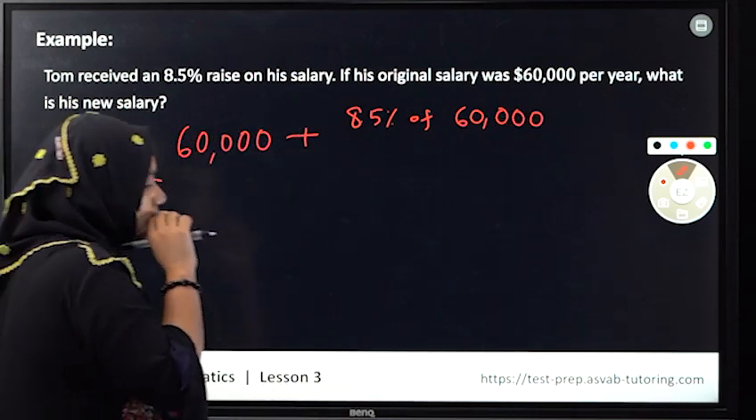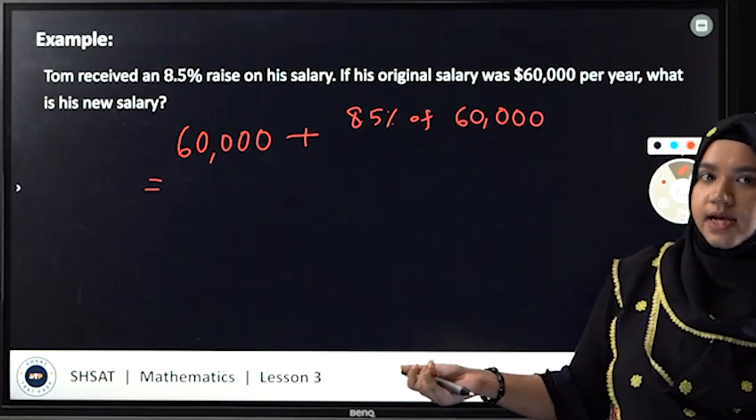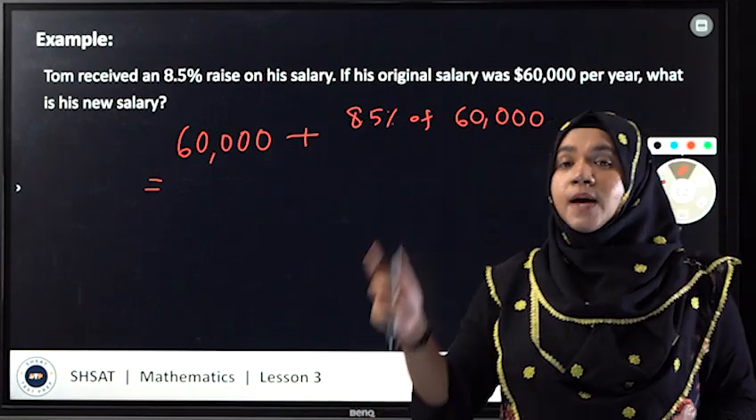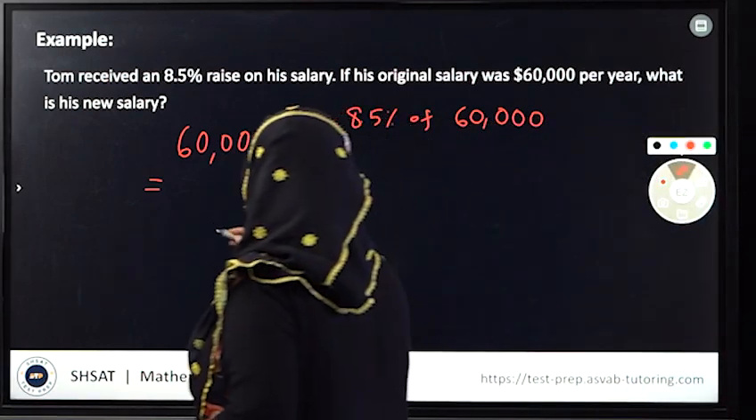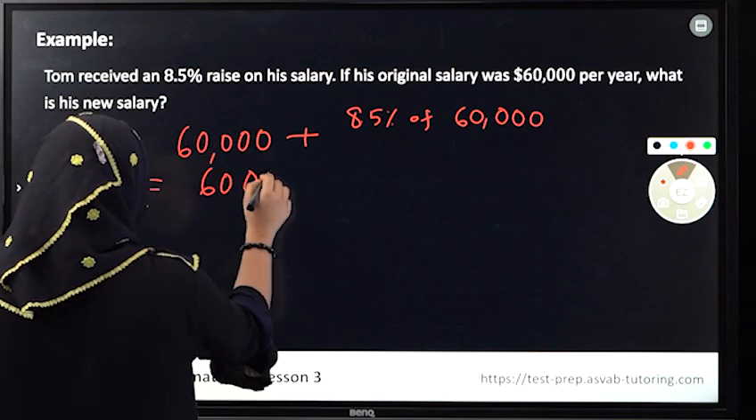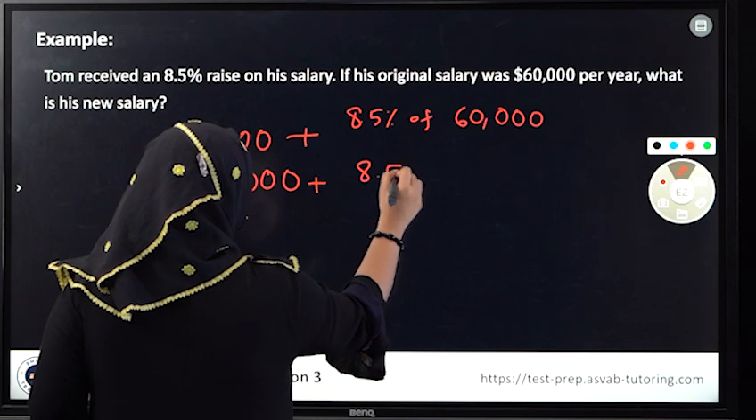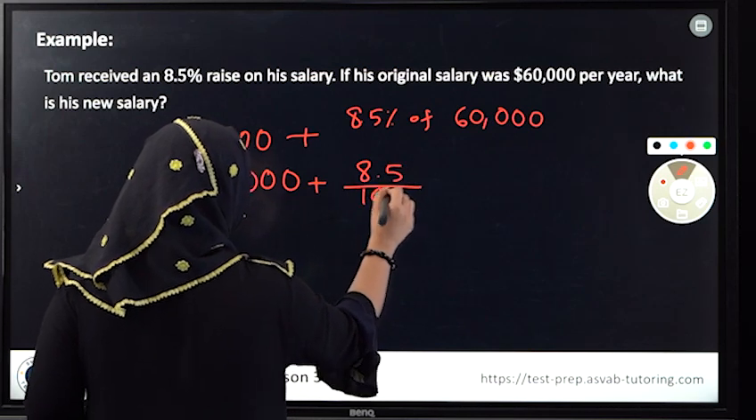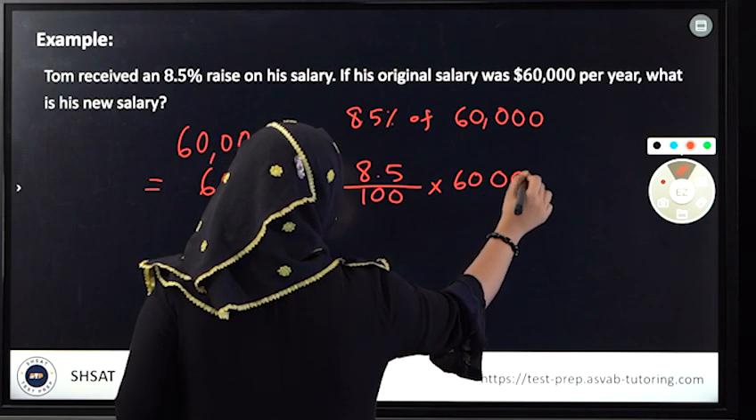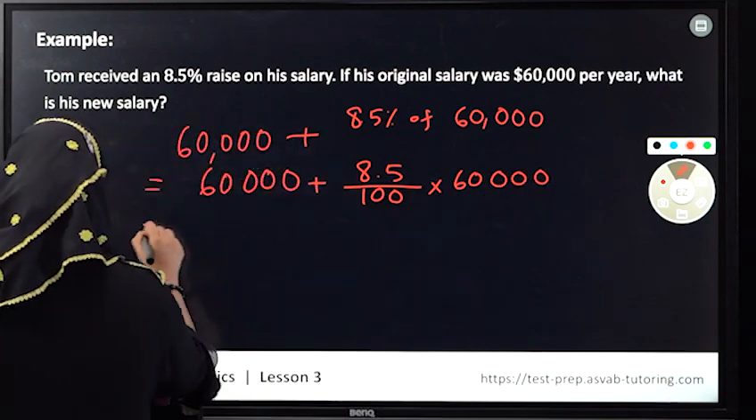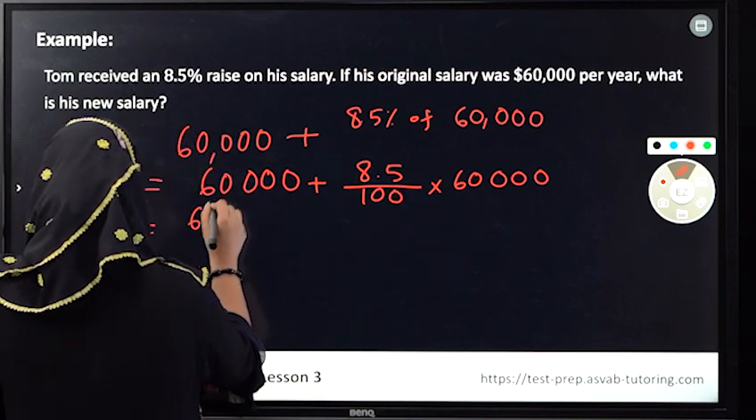Let's say something that costs $10 now has a 20% discount. So we do 100 minus 20% of that 100, right? Same here. Now let's just solve this using whatever we've learned so far. So 60,000 plus 8.5% is going to be 8.5 divided by 100. Of means multiply 60,000. Okay. Now, if you want to, you can actually do this part first.